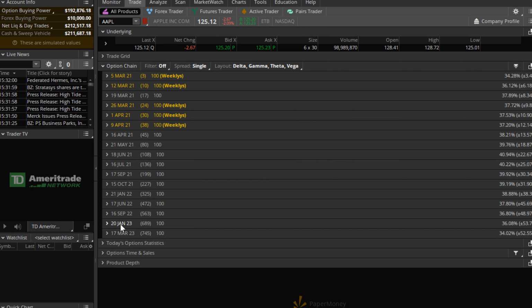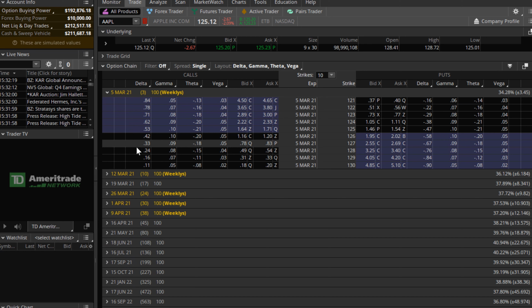We can go all the way out to what's available with options that expire in 2023, which is pretty wild and not ever something I've even considered taking a look at. But as far away as 2023 and as close as this Friday's expiration. For the short term, between 3 to 4 months, they go out with weeklies. The weeklies here are in yellow, and the monthlies are in gray.